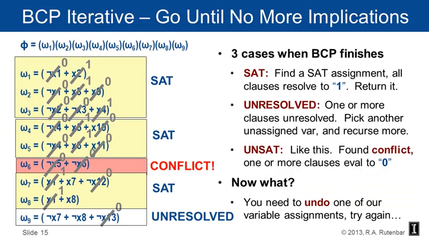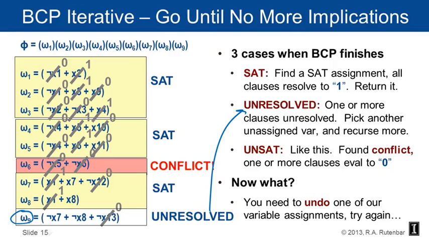So pretty much, when you run a SAT solver, when BCP in the heart of the SAT engine finishes a pass, there are really three things that can happen. I could have found a SAT assignment of all the clauses I was working on, so I could return a 1. Many of these clauses were satisfied. Or things could be unresolved. We did, in fact, have an unresolved clause. Clause omega 9 here is unresolved. I don't know enough to know if it is or is not going to be satisfied.